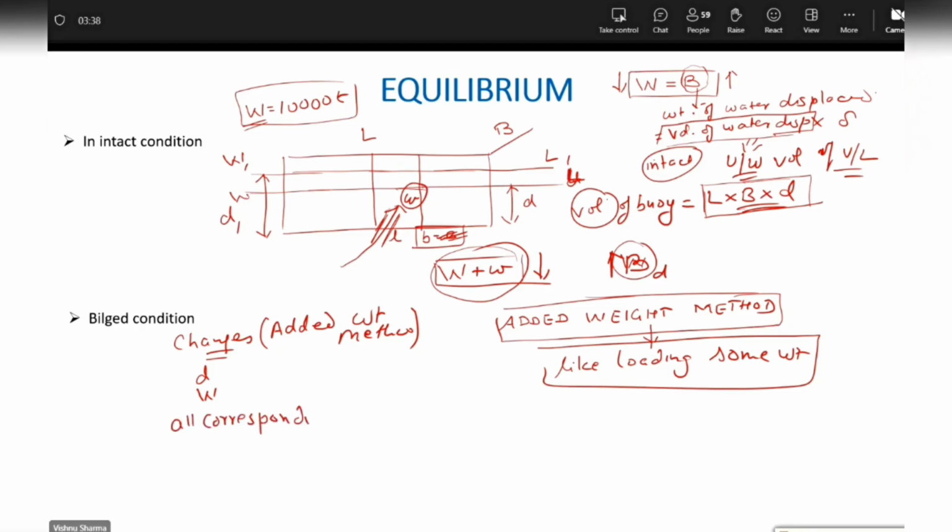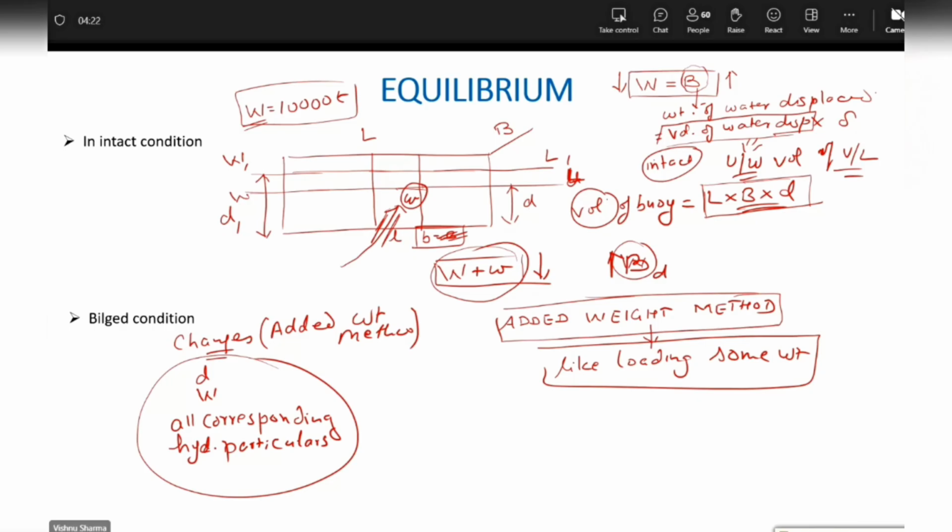You can name them if you want to make your answer longer. All corresponding hydrostatic particulars in your MV Midship stability booklet will automatically change, because when your ship instead of 10,000 tons is now drawing 11,000 tons, you will pick up the particulars for 11,000 tons. So you will list all those if you want to list. They are TPC, MCTC, KB, LCB, LCF, KMT, KML, besides D and W. There are total 8 of them out there. So they all would undergo change under the added weight method.